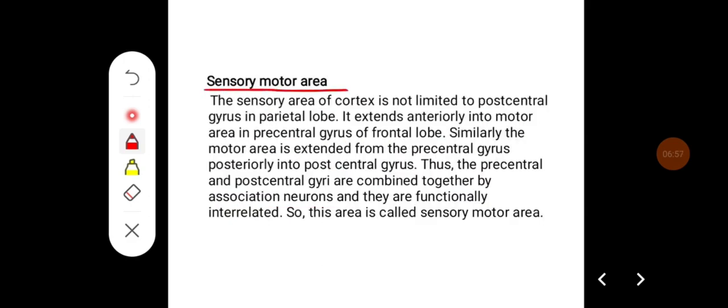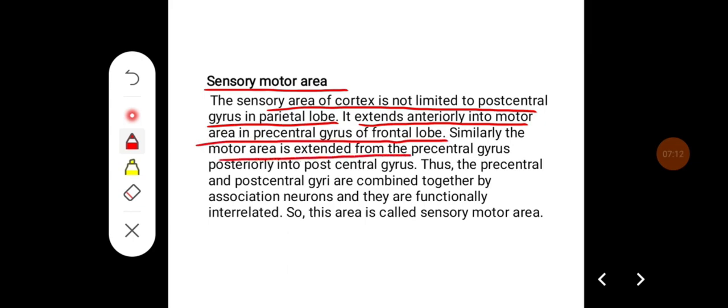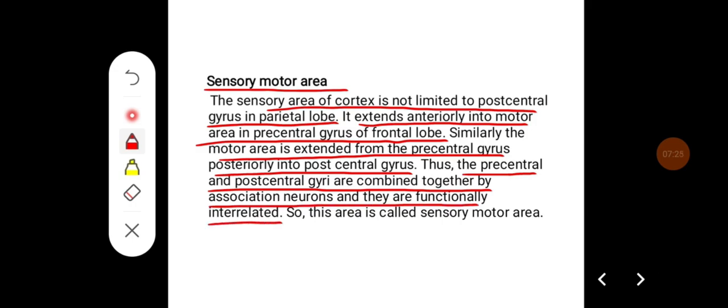So, sensory motor area. This sensory area of cortex is not limited to the postcentral gyrus in parietal lobe. It extends anteriorly into motor area in the precentral gyrus of frontal lobe. Similarly, the motor area is extended from precentral gyrus posteriorly into postcentral gyrus. Thus, precentral and postcentral gyri are combined together by association neurons, and they are functionally interrelated. So, this area is called as sensory motor area.